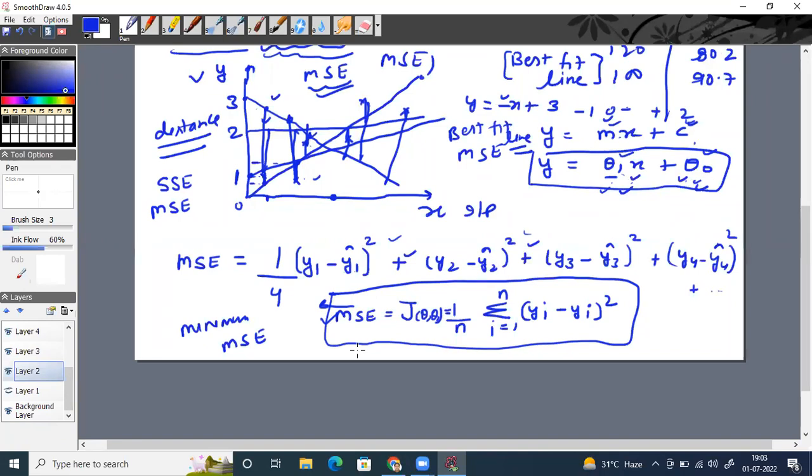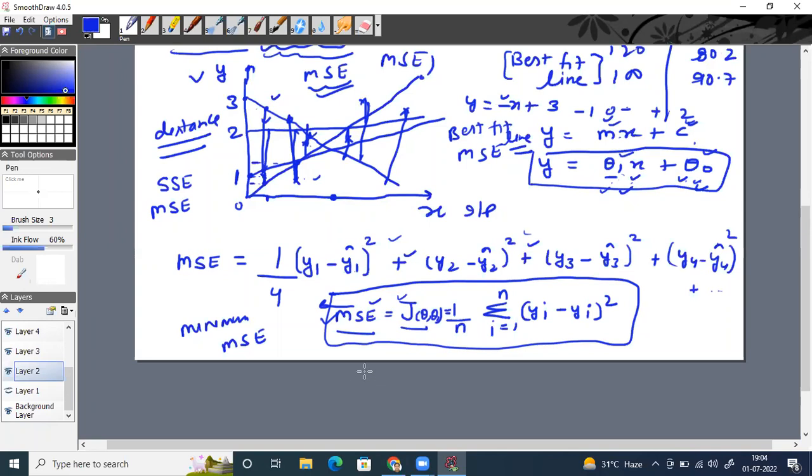J, the cost function, equals 1 by n, summation i equals 1 to n. It is nothing but equivalent to your MSE. So the objective is to minimize this cost function or minimize the MSE. Give me those values of theta 1 and theta naught which give you minimum cost function or minimum MSE.